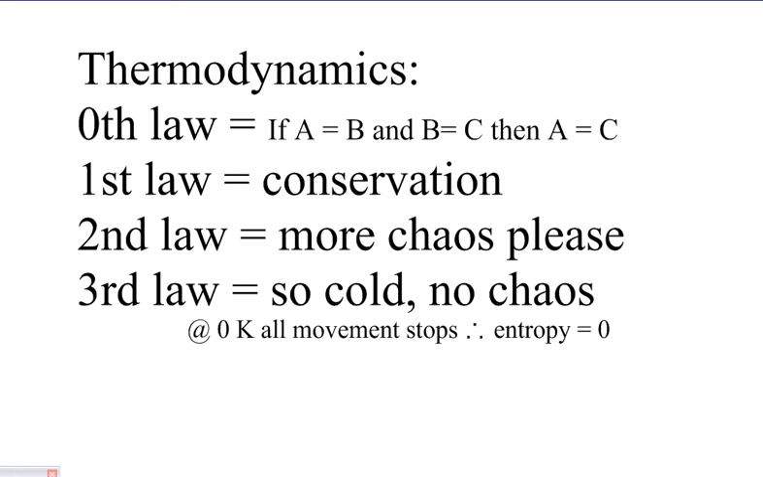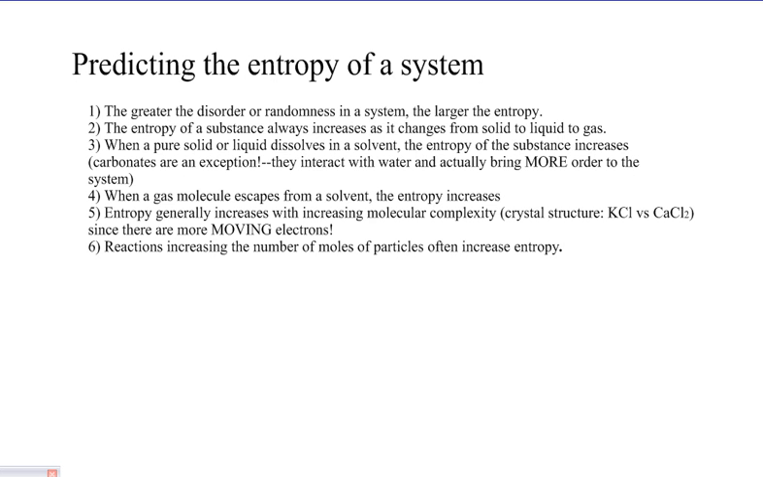The zeroth law of thermodynamics is that if A and B are at thermal equilibrium, and B and C are at thermal equilibrium, then that means that A and C are at thermal equilibrium as well.